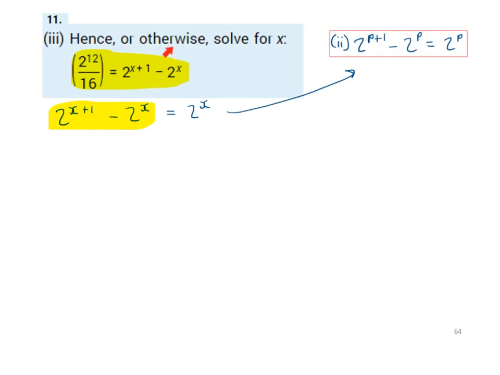Now we know from this statement that 2 to the power of x plus 1 minus 2 to the power of x is equal to 2 to the power of 12 over 16. So we're going to rewrite this as 2 to the power of 12 over 16. So we have 2 to the power of 12 over 16 equals 2 to the power of x. Now all we have to do is rewrite this with a base of 2. When the bases are equal, we can cancel the bases, we'll be able to cancel the 2's, and then we can let the indices equal each other and solve for x.